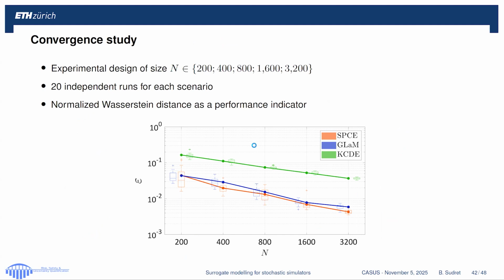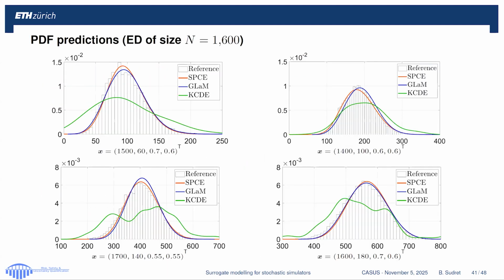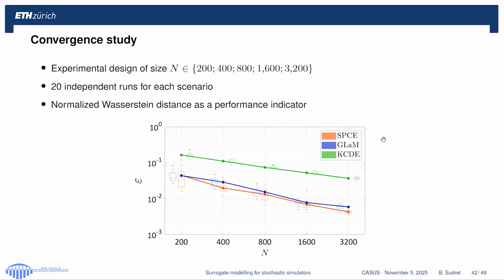We can also look at convergence, to make sure that if we have more data, we get better results. And you see that, at least in terms of this average Wasserstein metric, we have 1 to 1.5 orders of magnitude more accuracy than the usual kernel-based method. And in that example, the GLaM and stochastic PC are basically equivalent, because the distributions you see are very nice. They are not far from Gaussian and certainly unimodal, so everything works well.